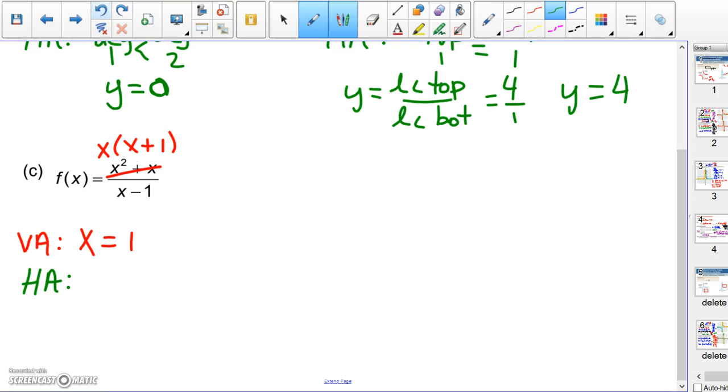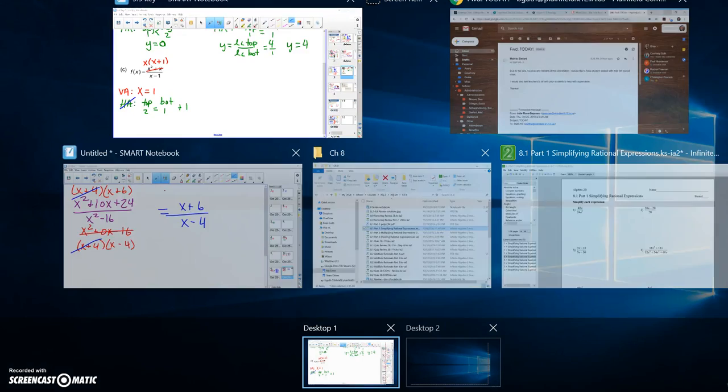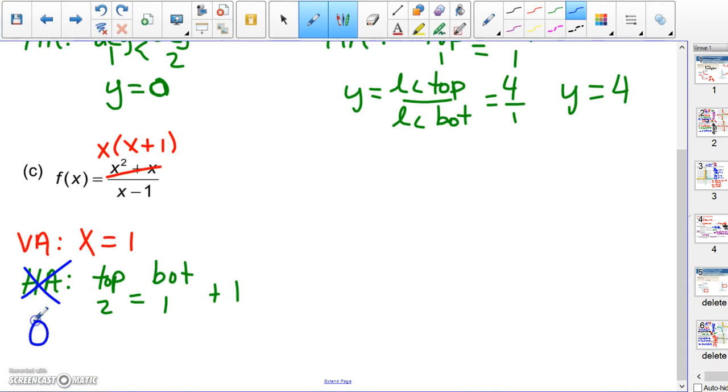Degree of the top is 2. Degree of the bottom is 1. So the degree of the top equals the degree of the bottom plus 1. When you see that, you're going to notice that that's not a horizontal asymptote, that's oblique. Again, unless you have those rules memorized, you better have them out and looking at them. This is going to be an oblique, and we're going to have to do long division.